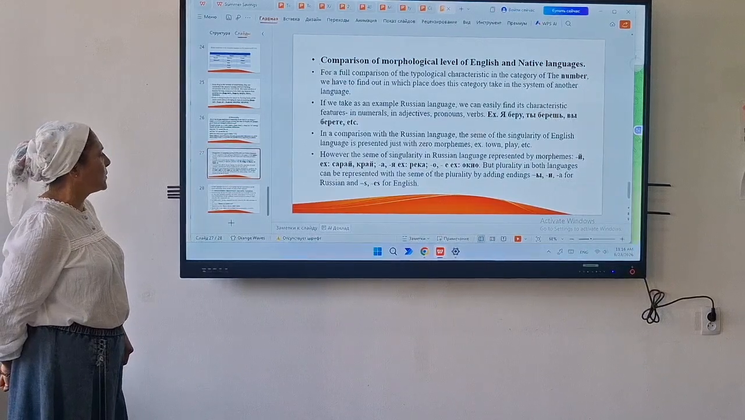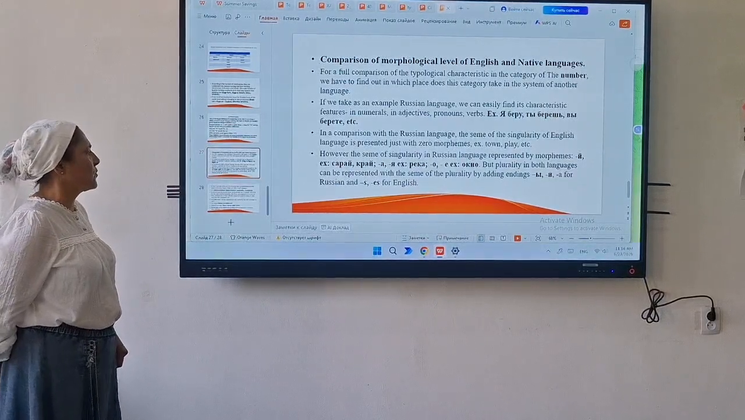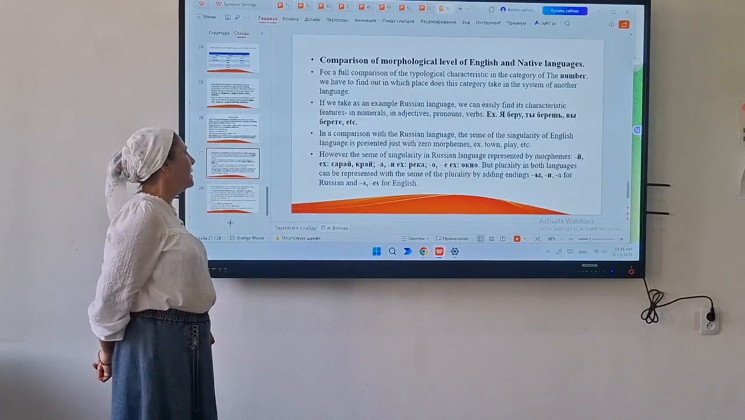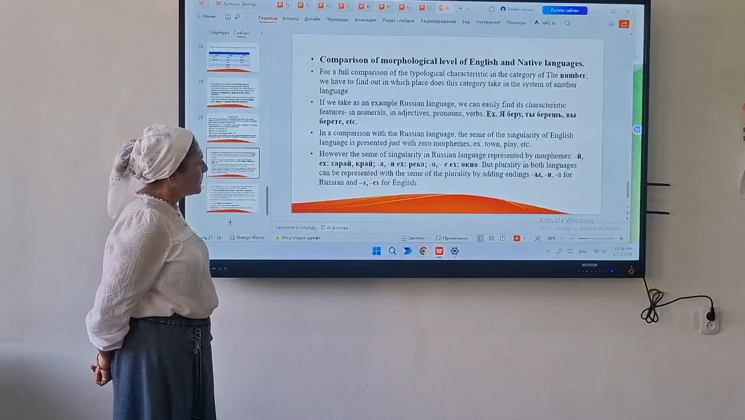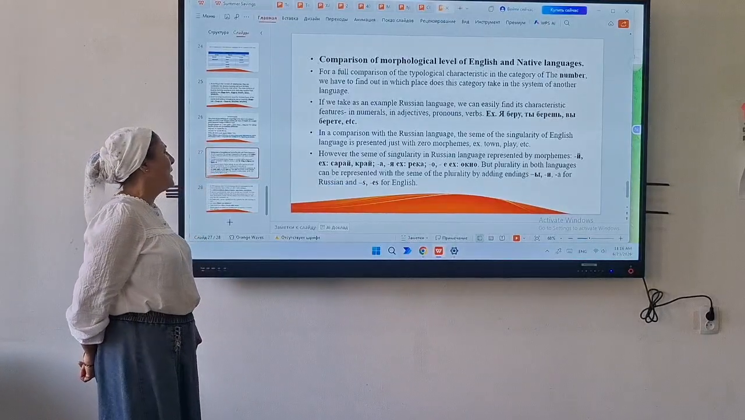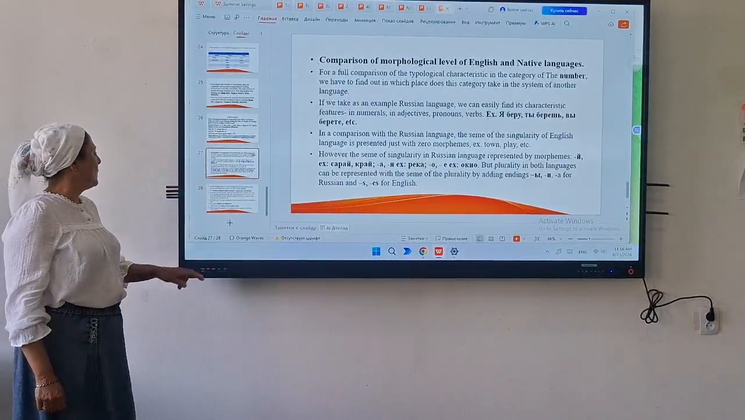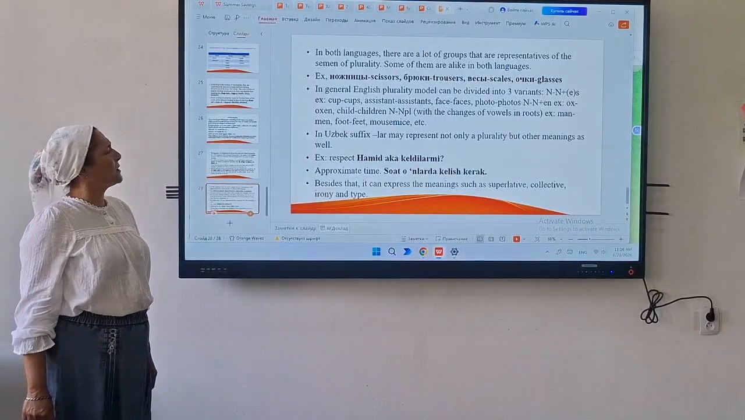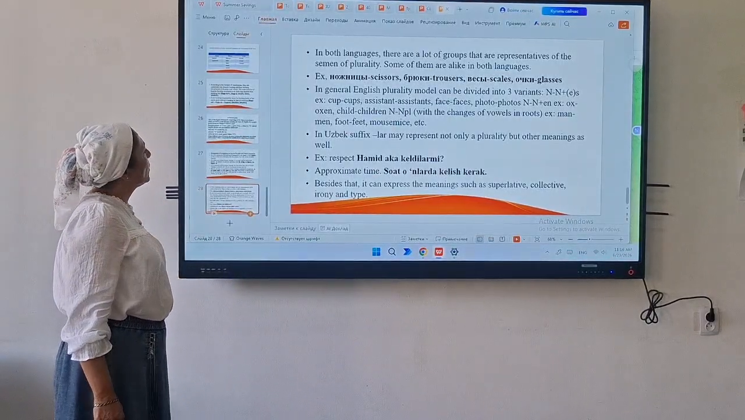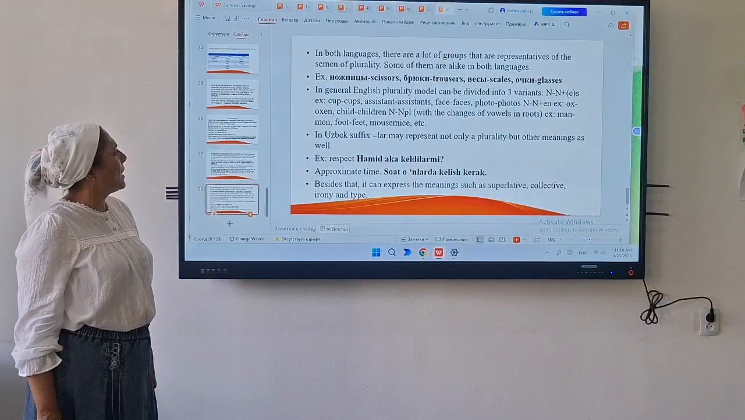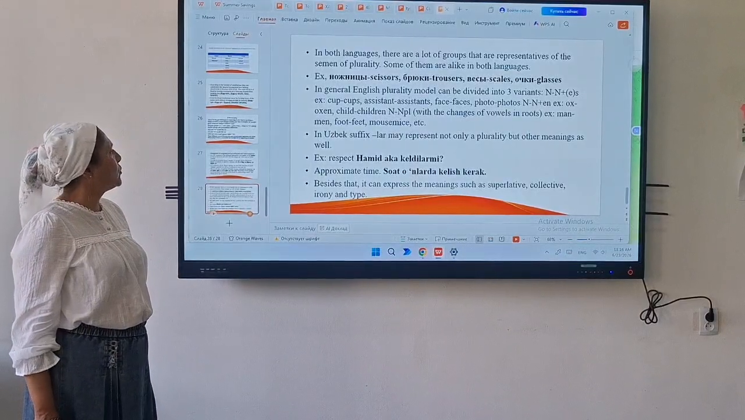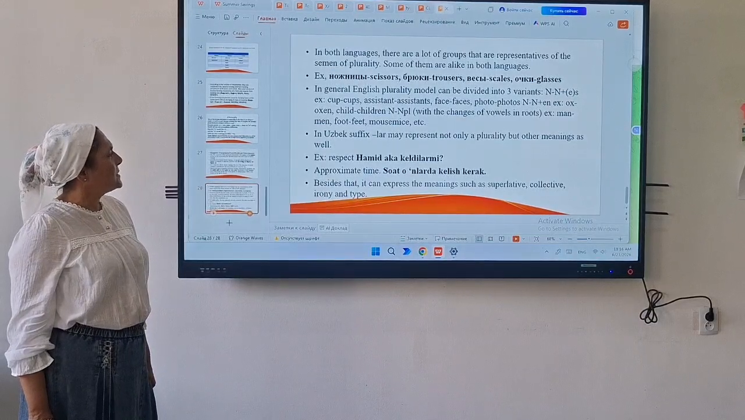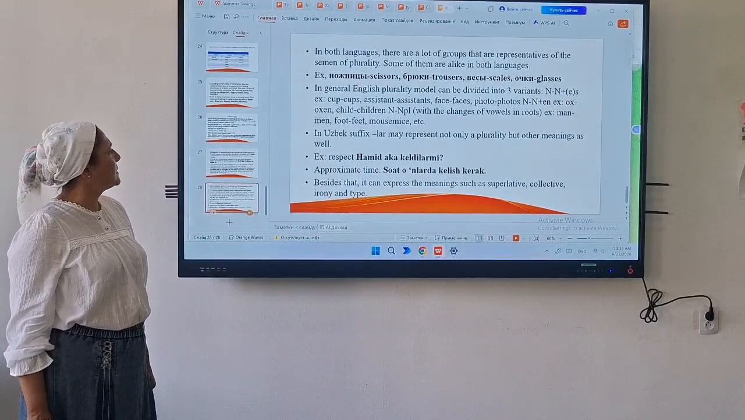But plurality in both languages can be represented by adding endings: y and a for Russian, and s or es for the English language. In both languages, there are a lot of groups that are representatives of the theme of plurality. Some of them are alike in both languages. For example, ножницы or scissors, брюки, trousers, весы, scales, очки, glasses.